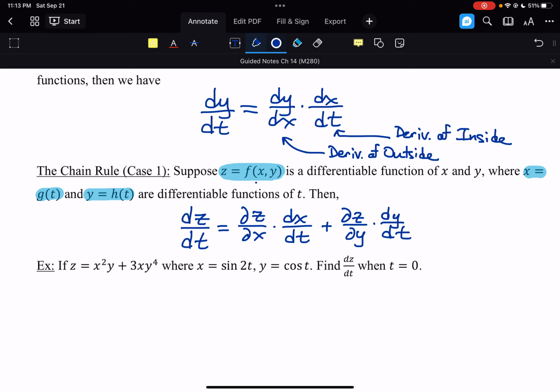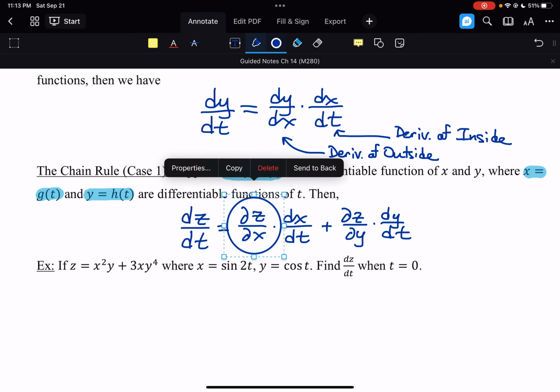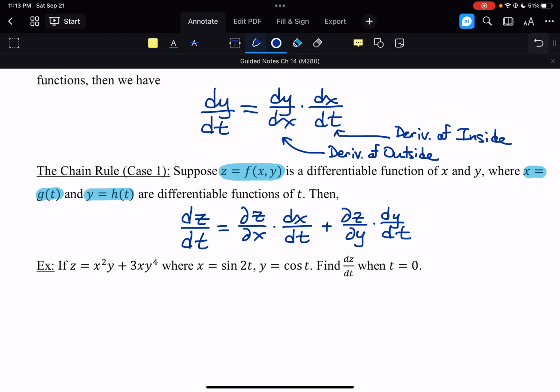So if we have a function of two variables and each of those variables is written in terms of one other variable, this is the chain rule that we're going to get. We have the derivative of the outside, and then the derivative of the inside, and then we do it for x's and we do it for y's, and we add those results together.